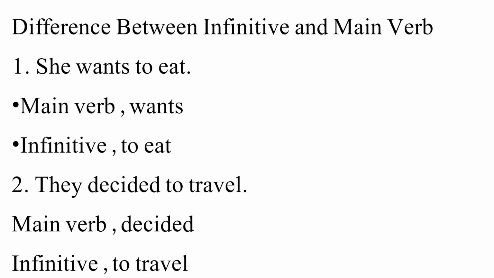Let's revise. What is an infinitive? An infinitive is the base form of a verb, usually with to. Formula: to plus base verb. Examples: to eat, to study, to write, to speak, to play. Uses: as a subject, after verbs, to show purpose, after adjectives, as an object.